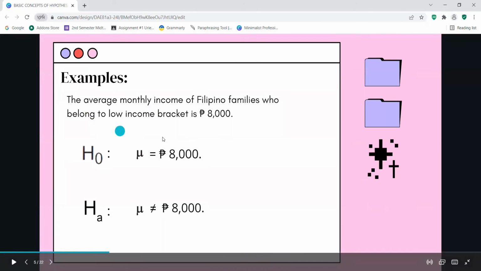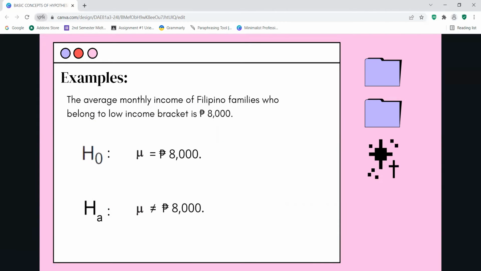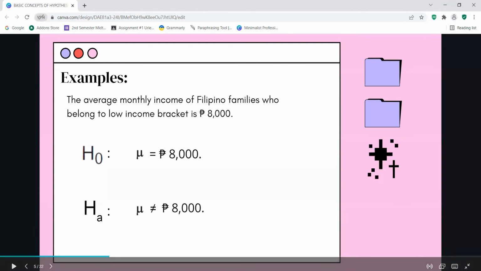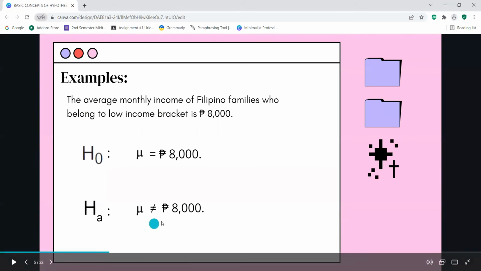So now, let's proceed to the examples. For number 1, the average monthly income of Filipino families who belong to the low-income bracket is 8,000 pesos. For our H sub 0, the expected population mean of the monthly income of families is an average of 8,000 pesos. And for our H sub A, the researchers believe this to be different, so they believe that the average income is not equal to 8,000 pesos.